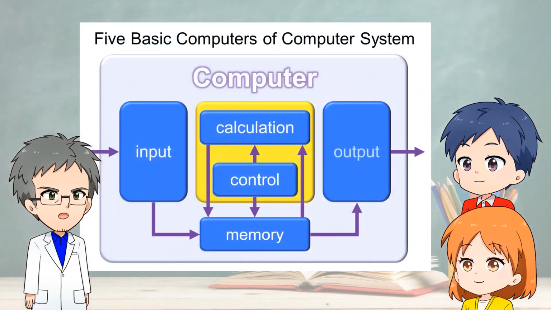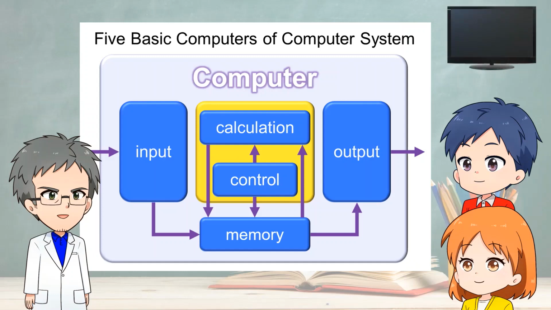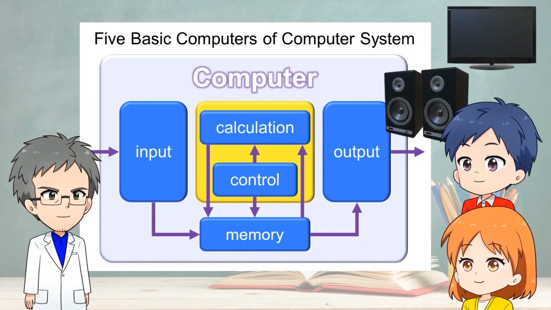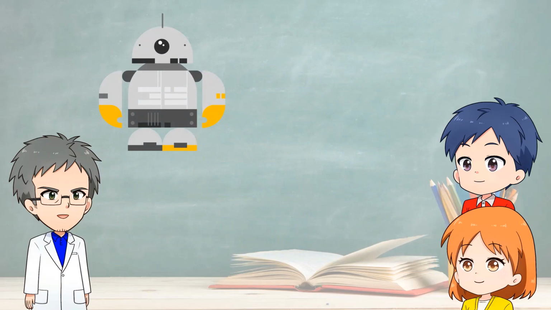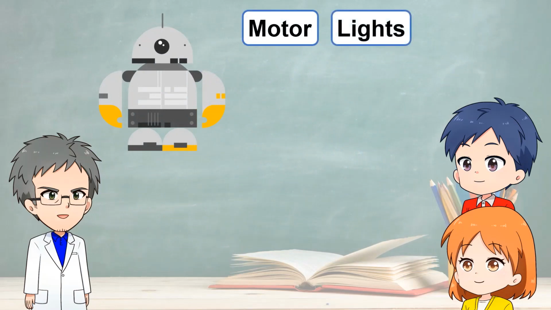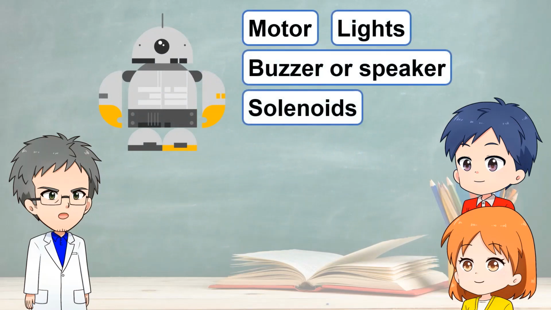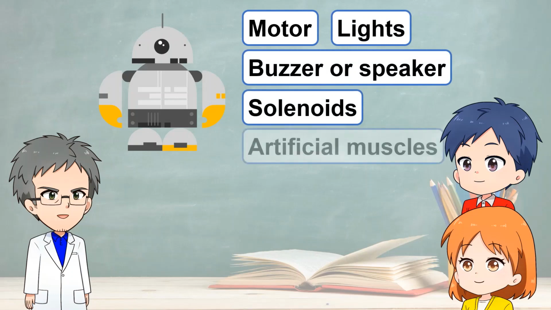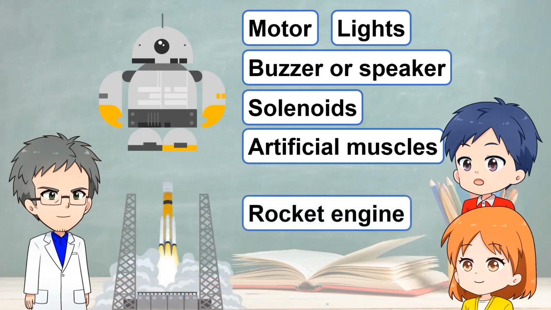Lastly, we are going to talk about output devices. In a personal computer, these would be the display or speakers. In a robot, these would be the motor, lights, buzzer or speaker, and solenoids. In the future, there may be new output devices like artificial muscles. How about a rocket engine? It's an output device, too. Various engines used as drive devices are all output devices. There aren't many types of output devices, are there?